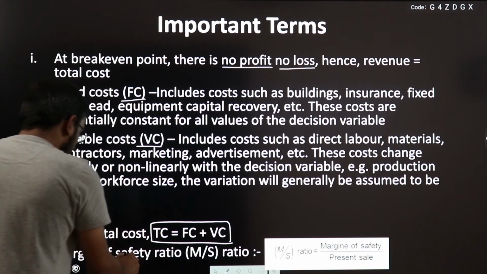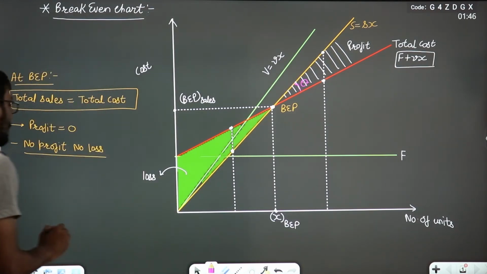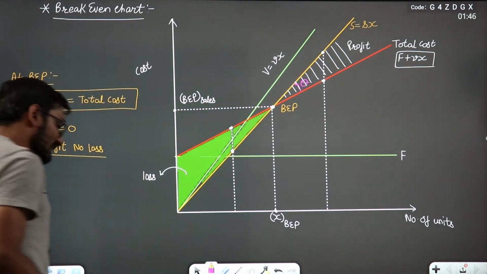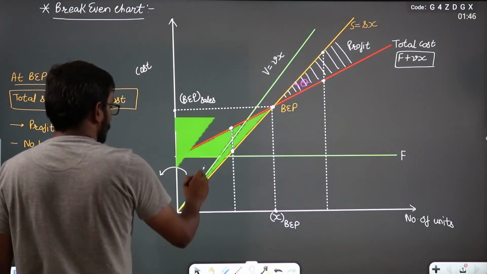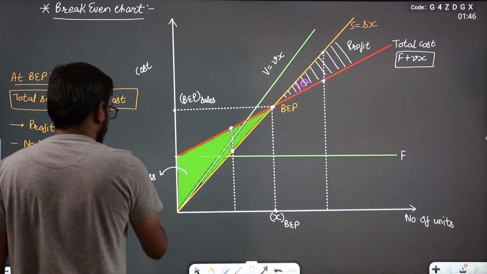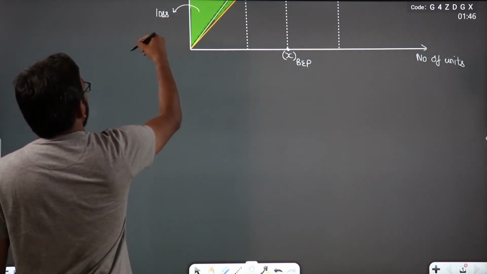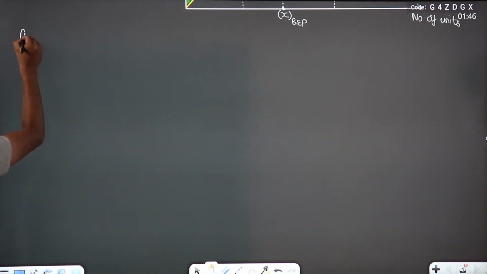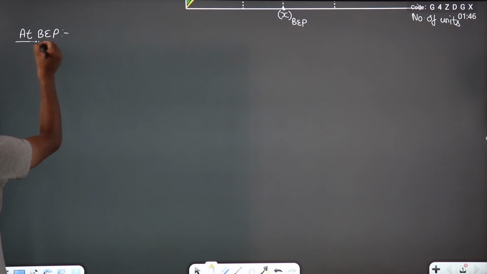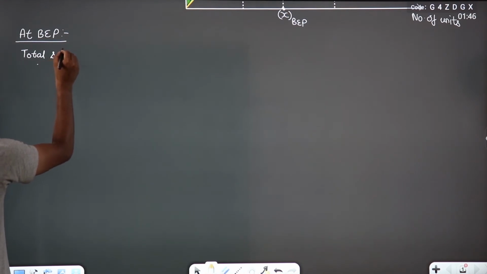Now let us discuss one important thing. So we can say that at break even point there is no profit, no loss condition. Now see, at break even point, we can say that total sales will be equal to total cost.